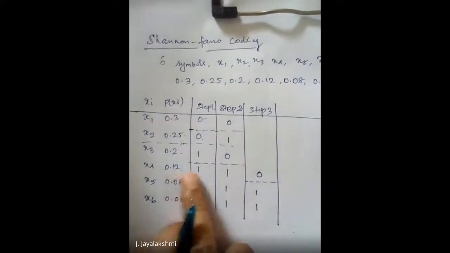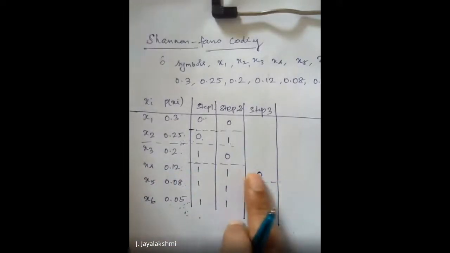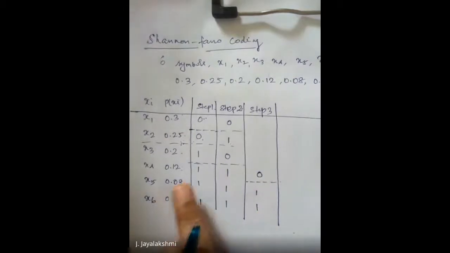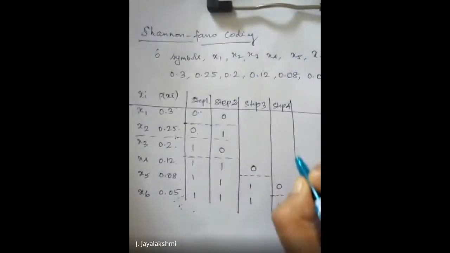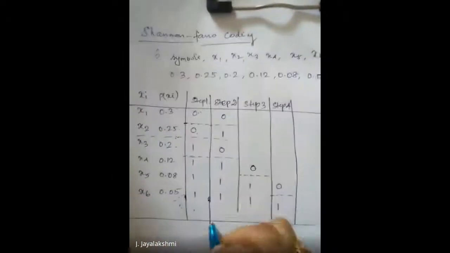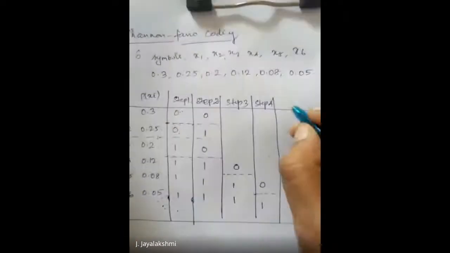Further, for this X4, the fourth symbol, partition is not possible, so leave it as such. Coming to the below two probabilities, one is 0.08 and one is 0.05. Split this into two further. The above is 0 and the below is 1. So this is your step 4. At step 4, you have split it up. Further, there are no probability symbols available, so stop with this. Now see how you can form the code word.